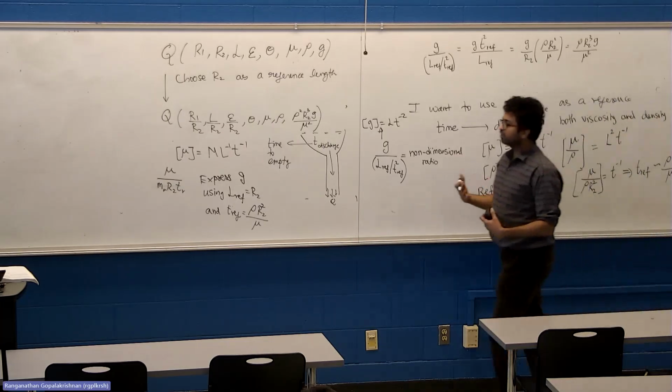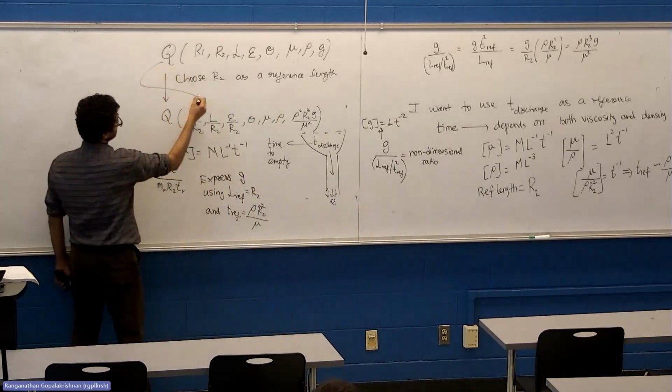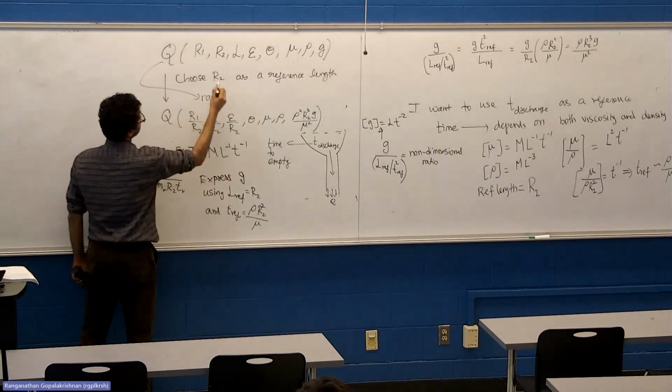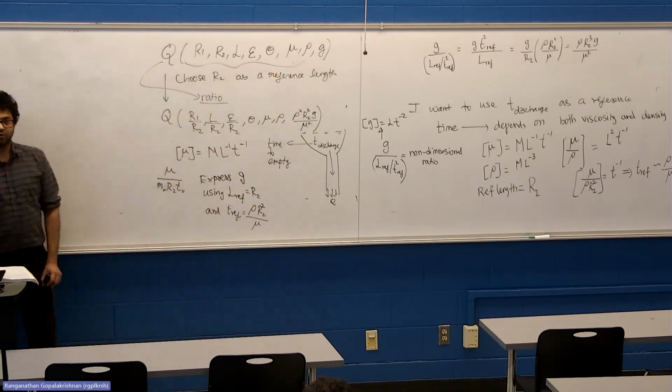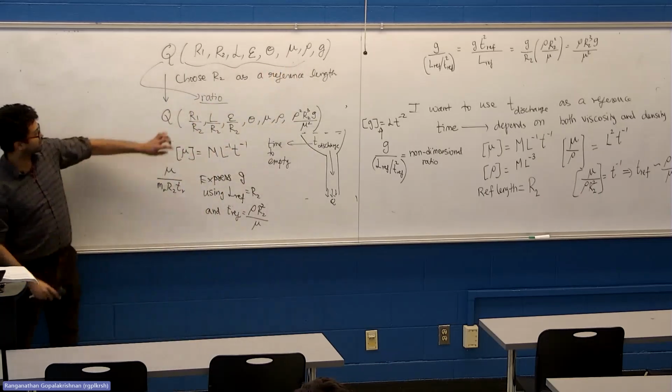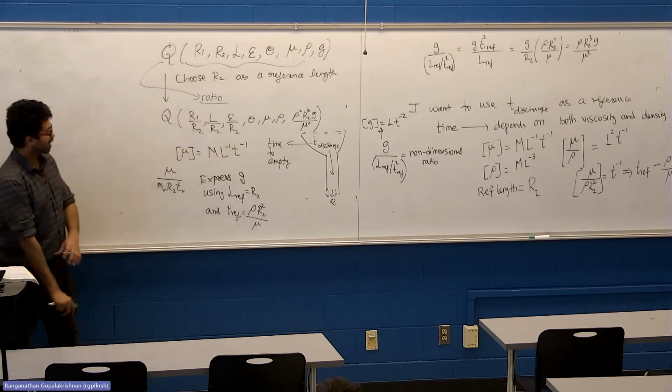Keep remembering the point of this exercise is to turn everything into a ratio. Every independent quantity should become a ratio so that you don't have to vary each of them separately. You just vary these ratios and design your experiment. Okay.